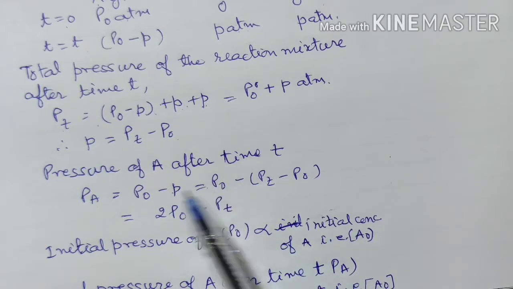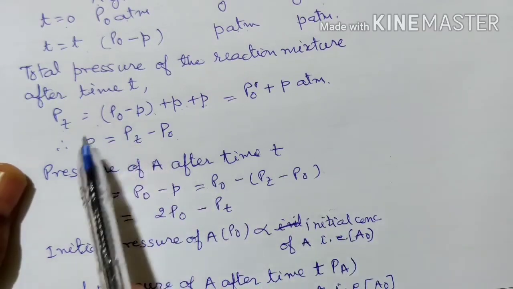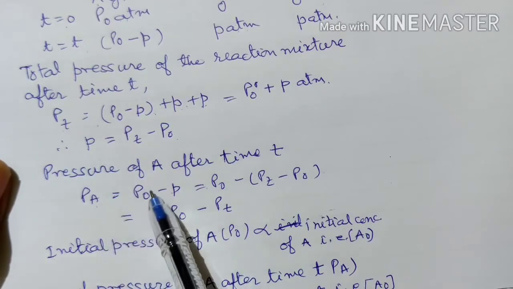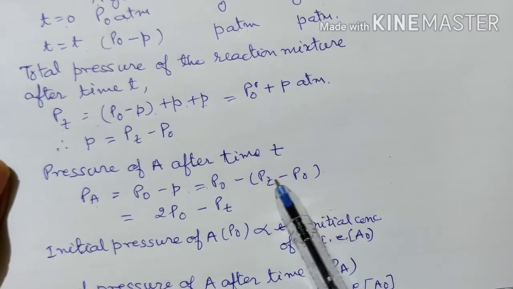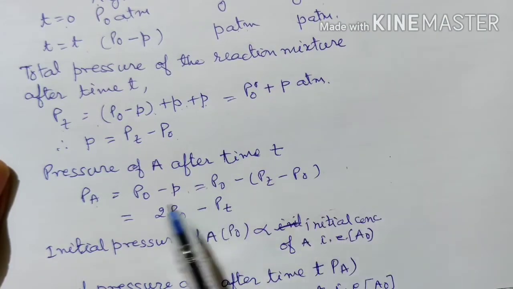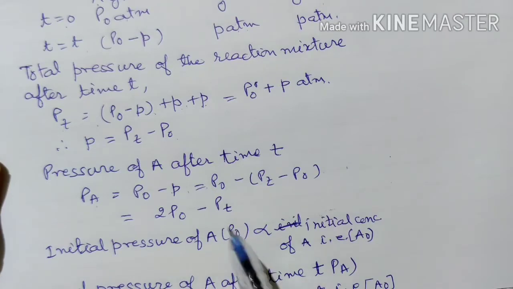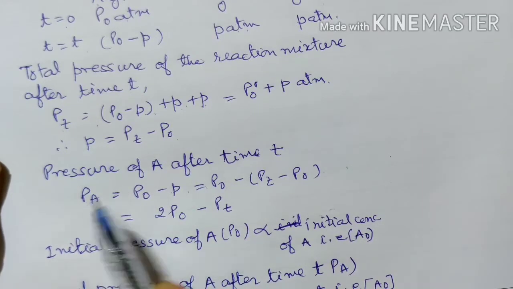Now put the value of p here: P0 minus (PT minus P0). You put the value of p from here. So PA is equal to P0 minus p, which is equal to P0 minus (PT minus P0). Now when you open it, you will get 2P0 minus PT, where P0 is the initial pressure and PT is the total pressure. So this is the relationship, this is the pressure of A.